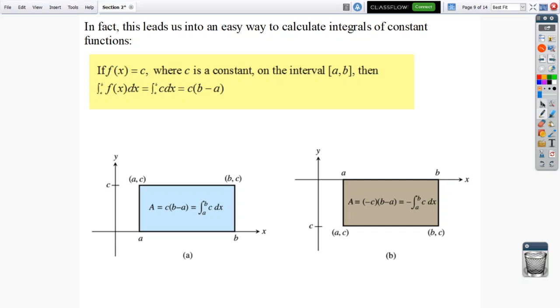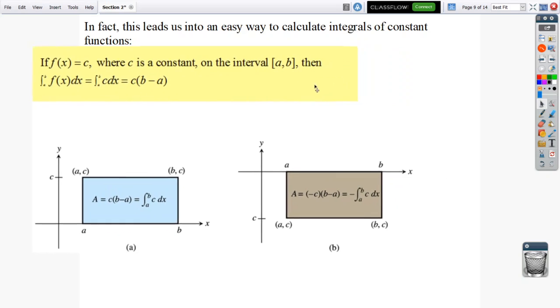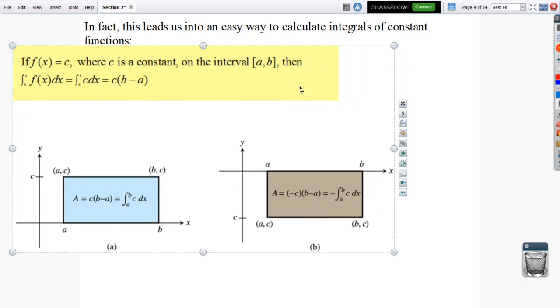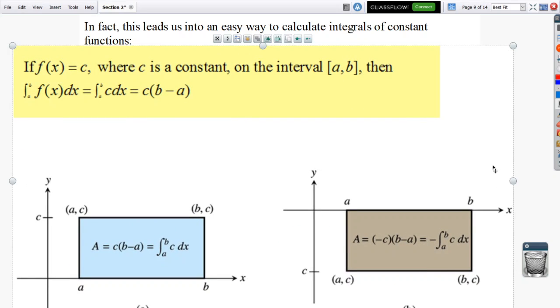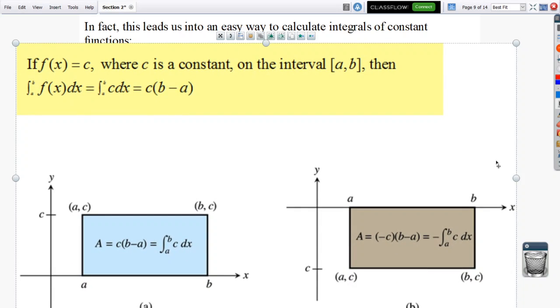If f of x is equal to c, where c is a constant on the interval from a to b, then the integral from a to b of f of x dx is equal to the integral from a to b of c dx, which is equal to c times the quantity of b minus a. That's a lot of stuff.